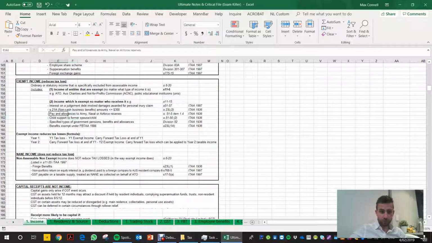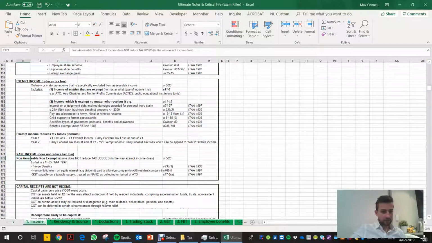Child support income. If you are a charity, your income will be exempt as well. This keeps coming up. We've mentioned this before. So non-cash benefit amounts, section 21A. This comes up later. We'll talk about it then. So that's just exempt income. So basically, you don't have to pay tax on it.